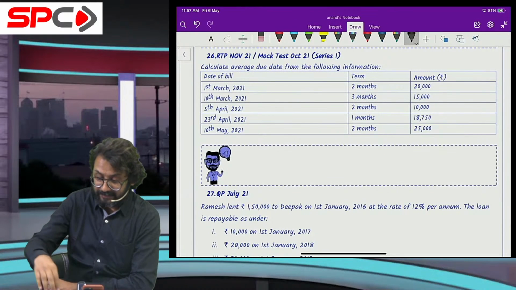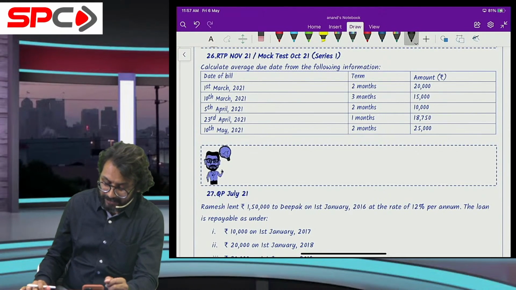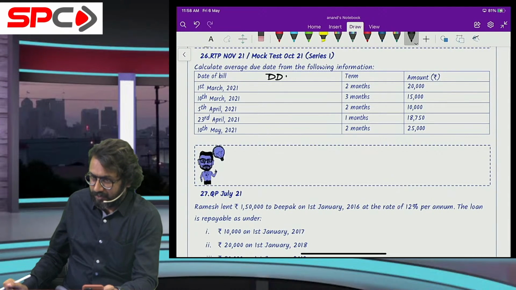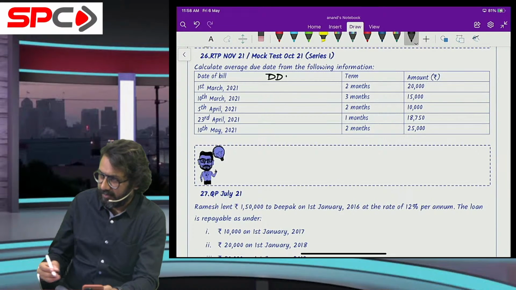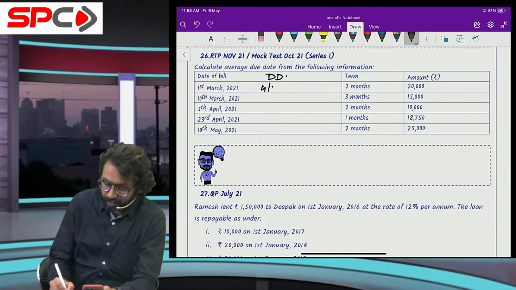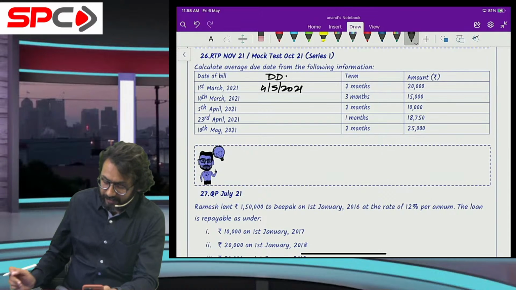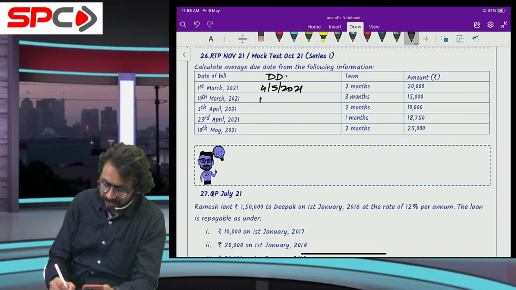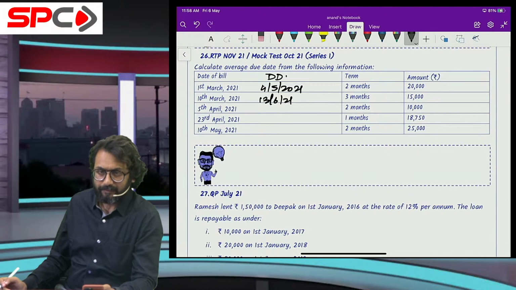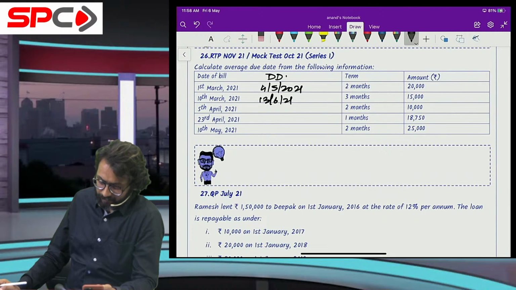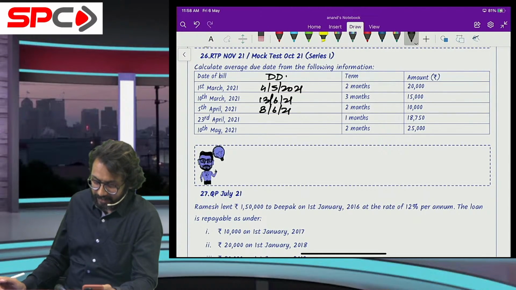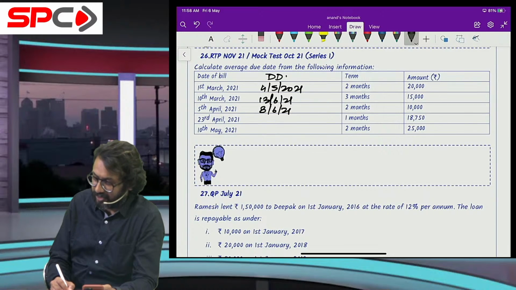Yes. Let's see. First one, I'll write down due dates. What are the due dates? 1st March you have to add 2 months, so it will become 1st April, 1st May. I add 3 days, so it will become 4th May 21. Now 10th March I have to add 3 months, so it will be April, May, June. So I'll say 13th June 21. Agreed? Yes. Now 5th April I'll add 2 months, so May, June. I'll say 8 June 21. 23rd April, so I'll say 23rd May plus 3 days, so I'll say 26th May 21.